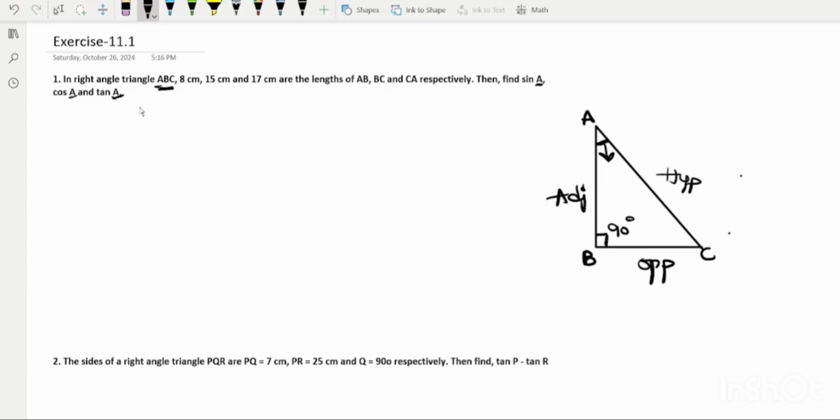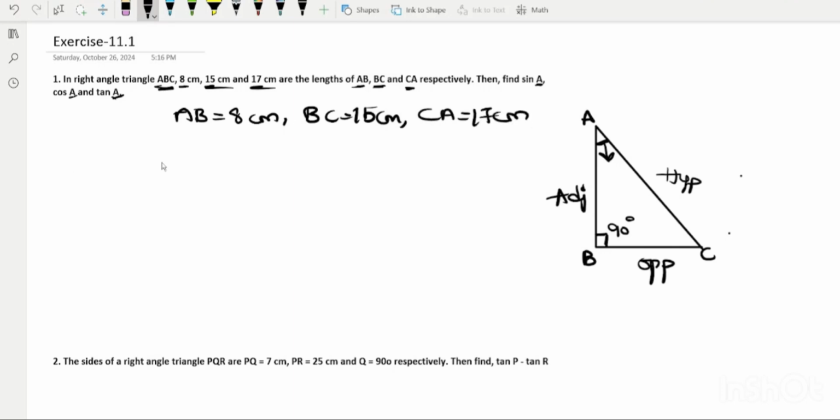So let us write down the given data. In the triangle ABC, AB equals 8 centimeter, and BC equals 15 centimeter, and CA equals 17 centimeter.